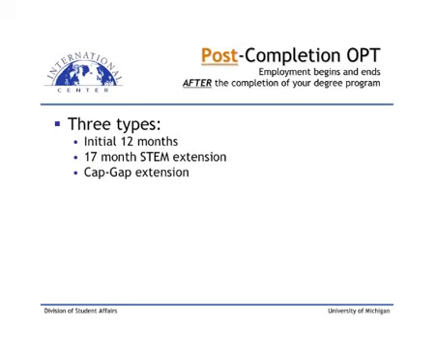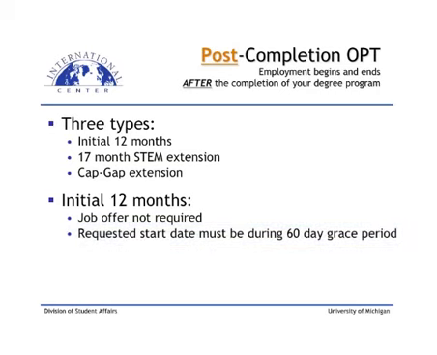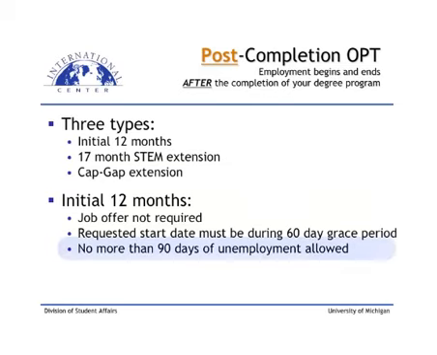You are not required to have a job offer in order to apply for post-completion OPT. You must request a start date for your post-completion OPT during your 60-day grace period. Remember, your grace period begins the day after your completion date. If you have not begun a job by the time your OPT has been approved to begin, you may continue to look for a job up to 90 days. If 90 days has passed and you have not begun a job yet, you must either leave the United States or apply for a different immigration status.